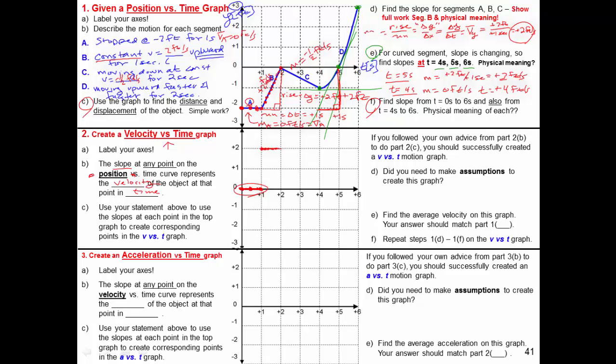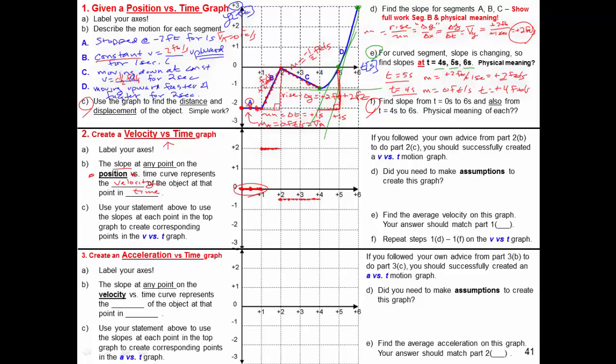For part C, what's our slope along segment C? Well, it's -1/2, -1/2, -1/2, and so on. For 2 seconds, it stays at -1/2. So I'm going to go down below. Here we are at time 2 seconds. We started at -1/2. We're still at -1/2, still at -1/2. We stay at a constant velocity of -1/2.